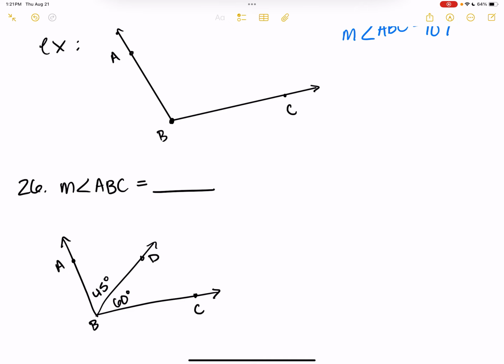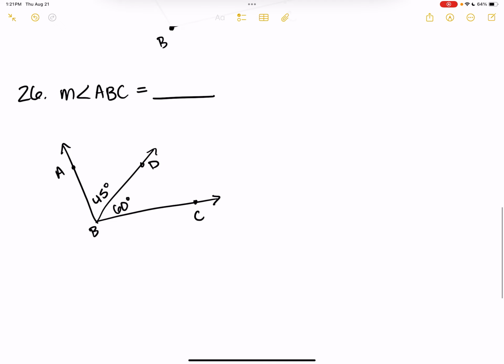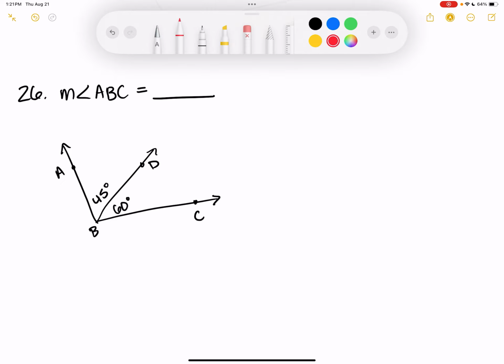So the angle addition postulate, just like our segment addition postulate yesterday, says that for the measure of angle ABC, it's equal to the measure, in this case, of ABD plus the measure of angle CBD. Okay, or I could call it DBC. We just need to add an S, yeah. Okay, so that means that this is angle ABD is 45 degrees plus this angle is 60 degrees. So what is the measure of angle ABC? 100 degrees. Yep, 105 degrees.